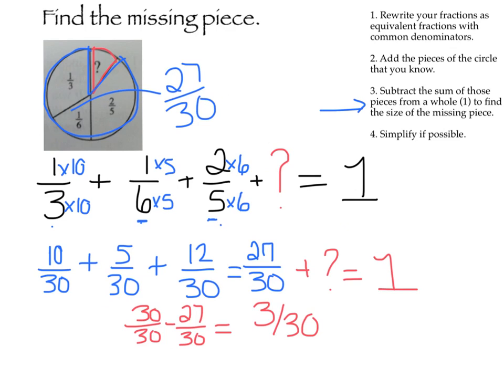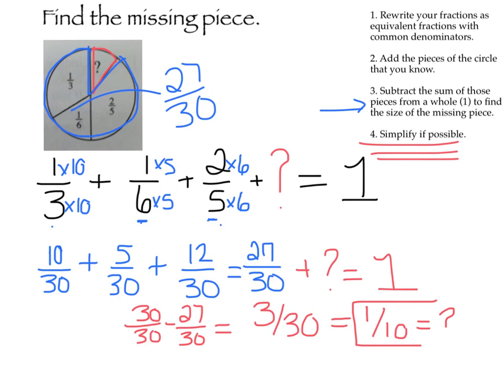Now we're not quite done because we still need to simplify when we can, and in this case we can. They're both divisible by 3. So 3 divided by 3 is 1, and 30 divided by 3 is 10. So we just figured out that our missing wedge, our missing piece, is 1/10.